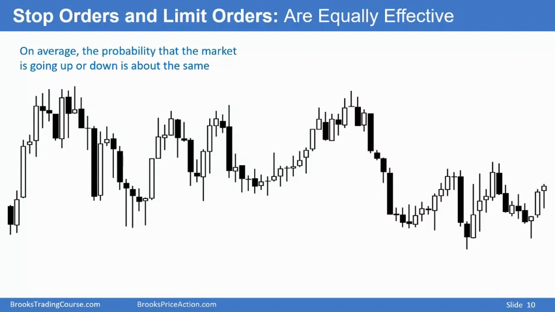What's better, a stop order or a limit order? Well, they're equally effective. At any given instant, the probability that the market is going up or down is just about the same. If you look at any chart, a limit order or a market order wins about as often as a stop order. Half the time, stop orders are better, half the time, limit orders are better. The more the market's going sideways, the more often a limit order will make money. The more the market is trending, the more a stop order will make money.